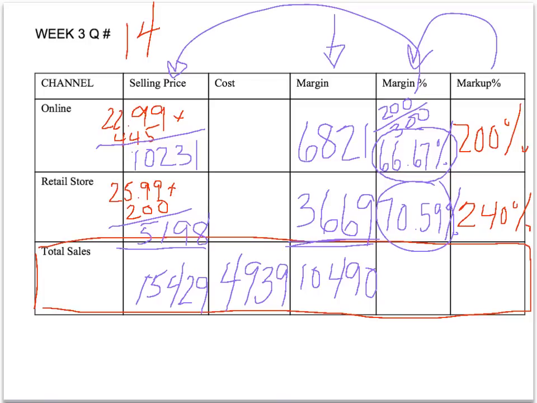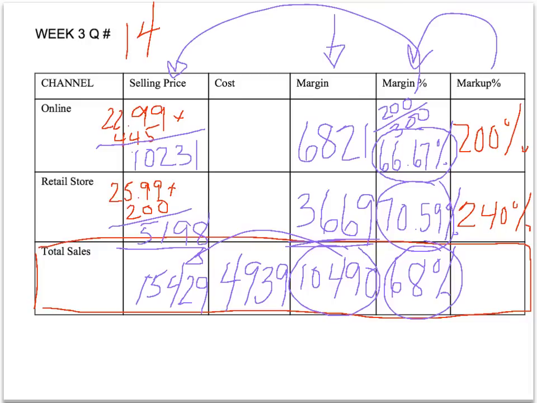Working our way back, we can get a cost of 4,939. Calculating our average margin, simply by taking this number here and dividing by our selling price, gives you an average margin percentage of 68%. So there's the answer to one question, is what is your average margin percentage? The next piece of the question says, what is your average unit margin?